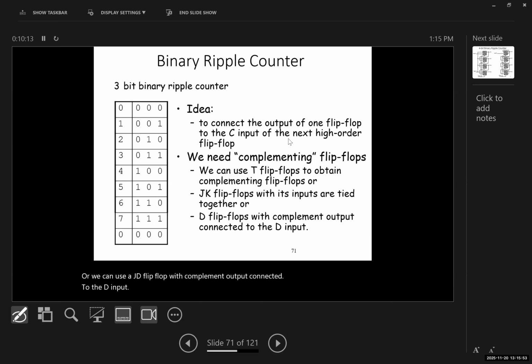On the left, you can see the truth table. The 3-bit binary ripple counter, as I mentioned, starts from 0, goes to 7, and goes back to 0. So 000, 001, 010, and so on, down to 111, and then it goes back to 000.